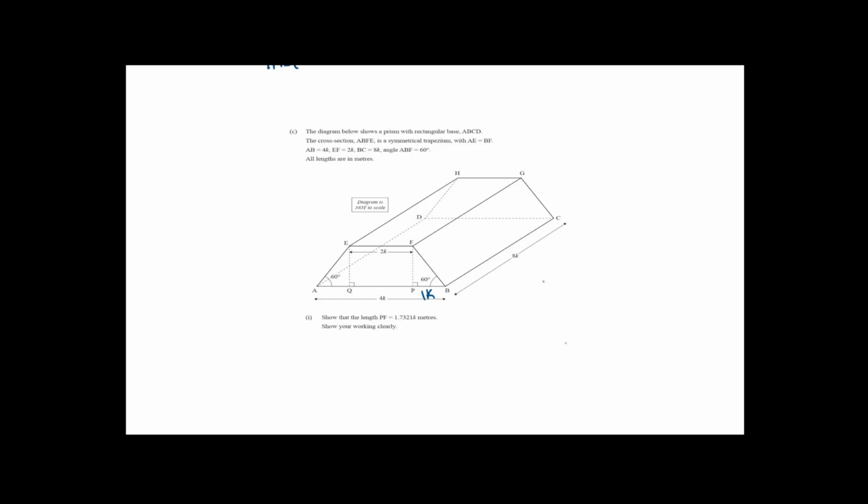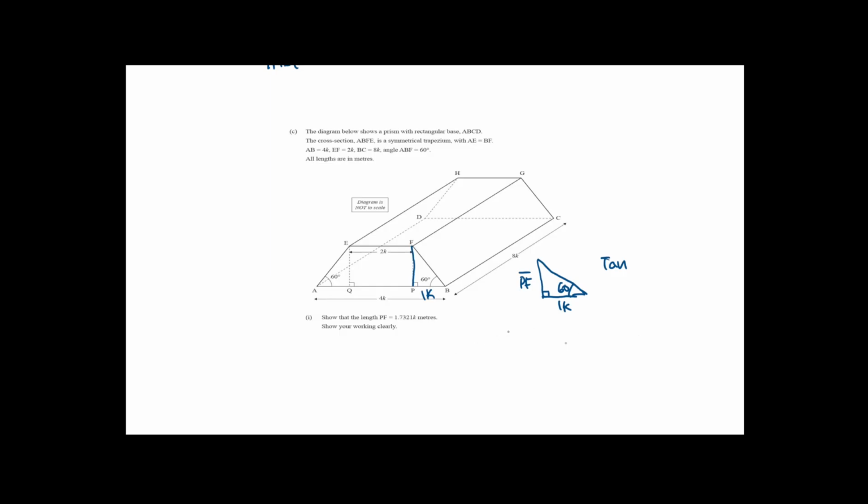So this triangle here, let's redraw it to the side. This is 1K. This is 60 degrees. Then they want PF, which is this side here. Okay, so we've got the adjacent side, and we're looking for the opposite side. So we're going to use tan to find that because it's a right angle triangle.